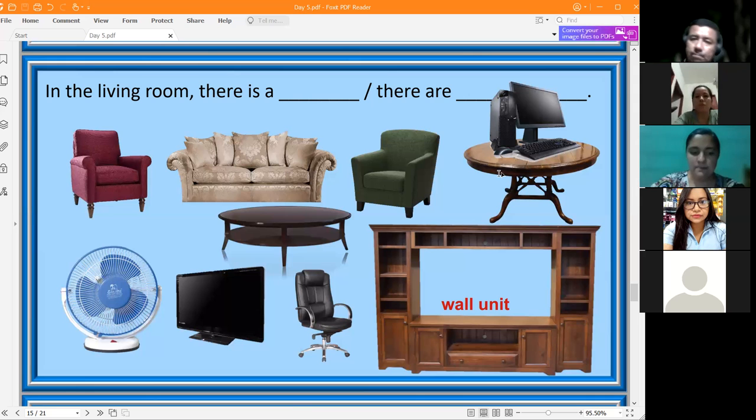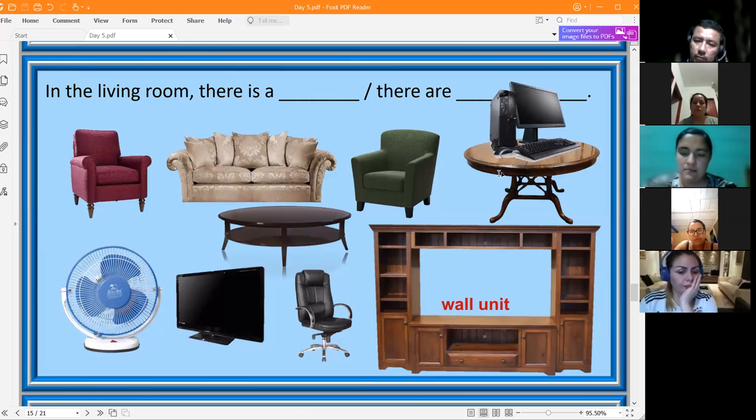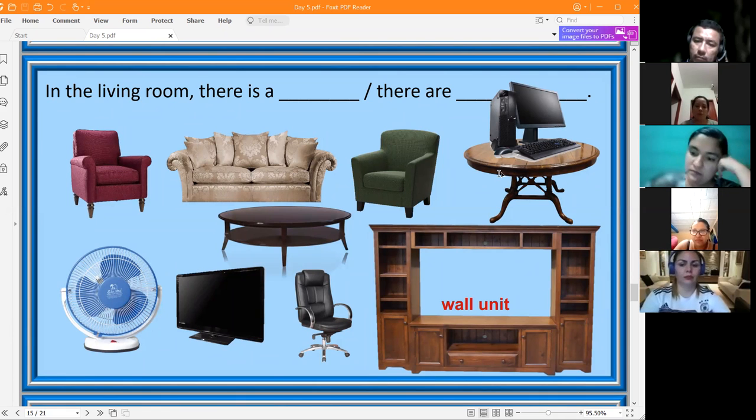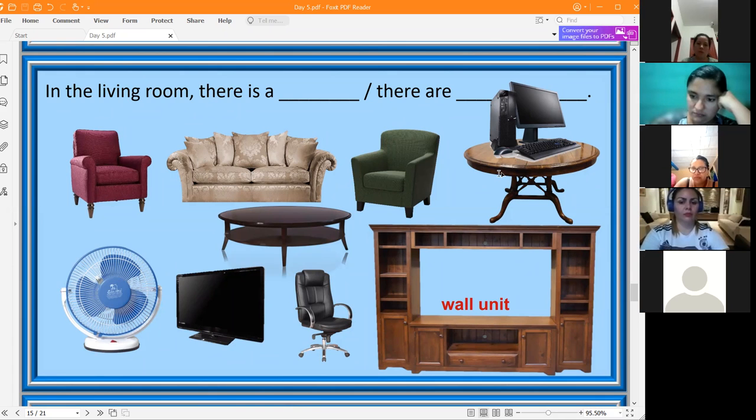Silvia Escobar. There is a table. There is a sofa. There are two armchairs. There is a computer. There is a fan. There is a smart TV. There is an office chair. There is a wall unit. Okay, excellent. Thank you very much.